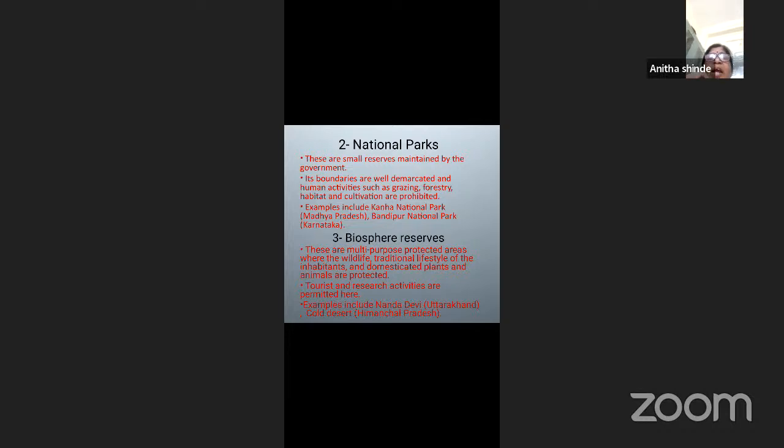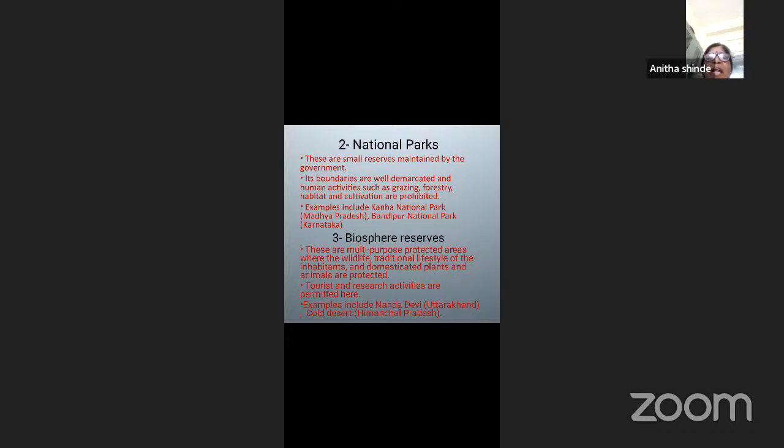And examples are Kanha National Park. You can just have a look for recreational purposes, but cutting down the forest or doing cultivation or anything like that is prohibited. So they are totally prohibited. Only for recreational purposes are they allowed.